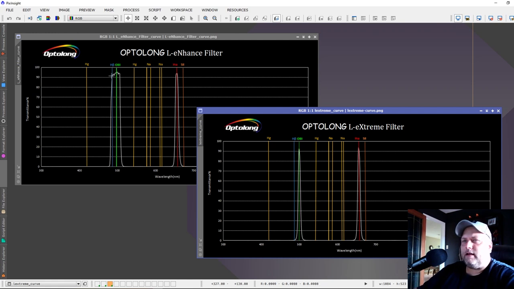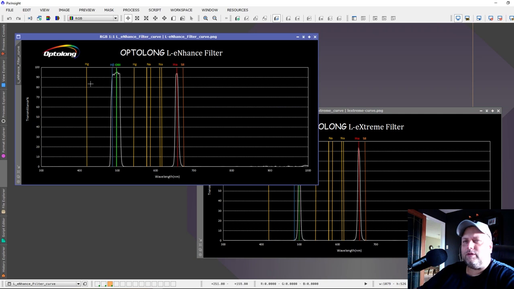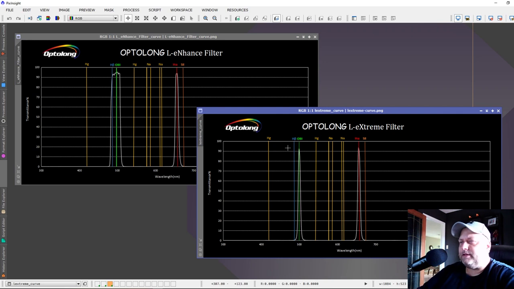The L-eNhance filter, though, we'll notice that, like I said, it encompasses the O3 and the H-beta as well as the H-alpha. The L-eXtreme is strictly cutting out the H-beta, and it's strictly going after the O3 and the H-alpha lines. Now, the wavelengths that the L-eNhance filter captures are a little wider. You can see that these curves are wider than the L-eXtreme filter.